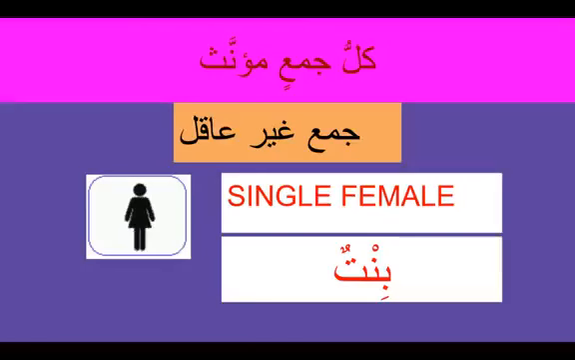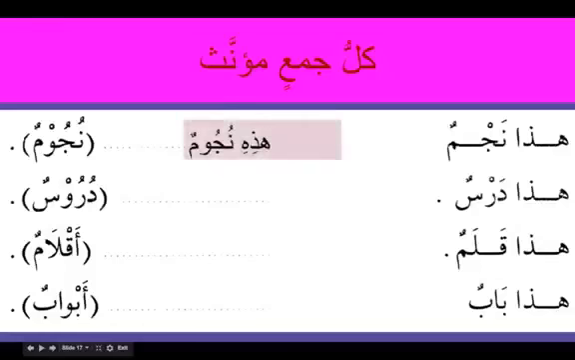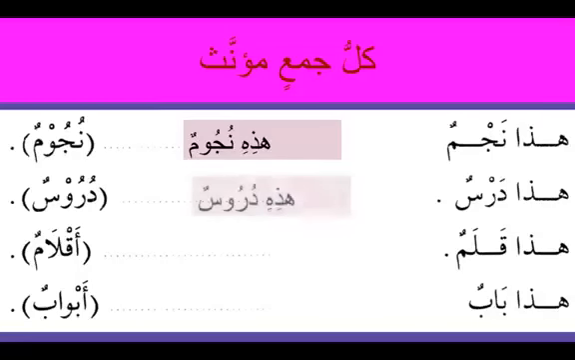So every plural form which is غير عاقل is a مؤنث, is a single female. So this is what our topic is. Every غير عاقل plural, جمع غير عاقل كل جمع مؤنث, is a مؤنث, is a single female. So let's practice. If it is هذا نجم, we get نجوم. The plural of نجم is نجوم. We say هذه نجوم. If it is هذا درس, we say هذه دروس.